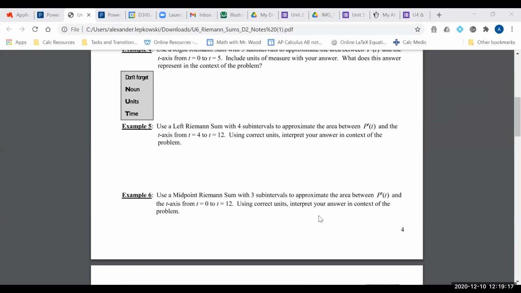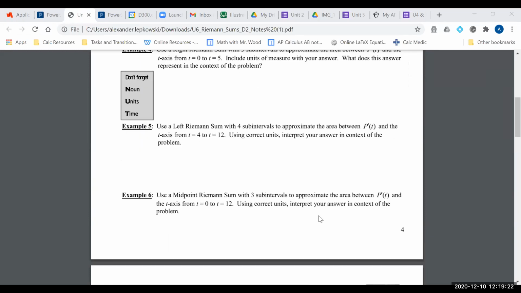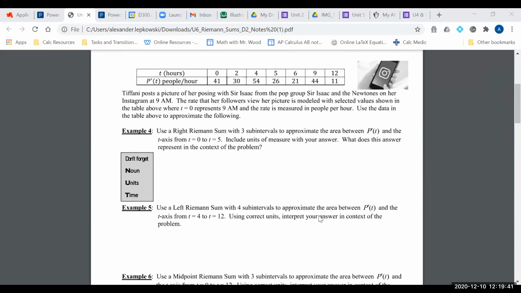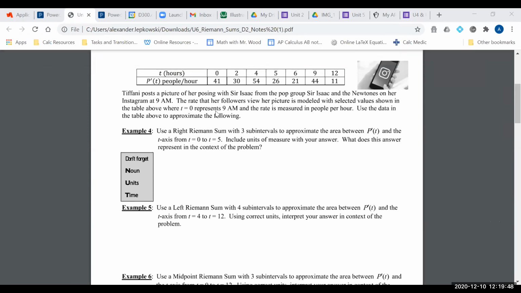Turning our attention now to example 5. So same file as before. This time, example 5, we want a left Riemann sum with 4 subintervals to approximate the area between capital P prime of t and the t-axis from t equals 4 to t equals 12. Then we're going to use correct units to interpret our answer in the context of the problem. If necessary, we can reread information about Tiffany so we know what the context is. But otherwise, let's jump right on in.